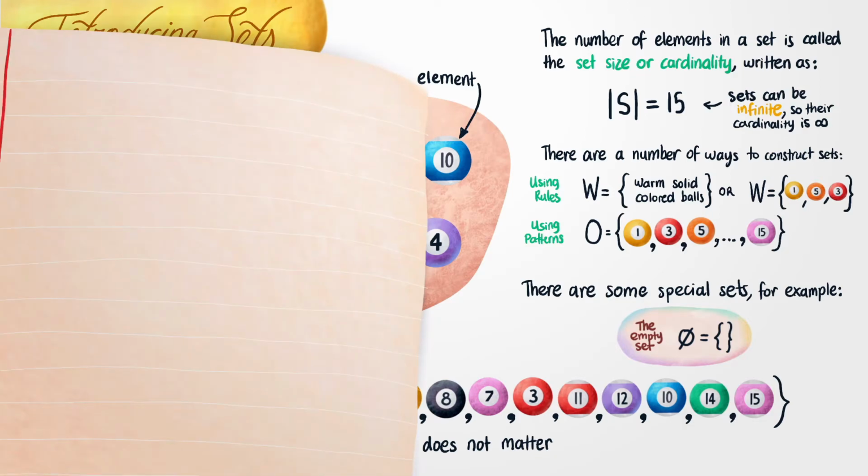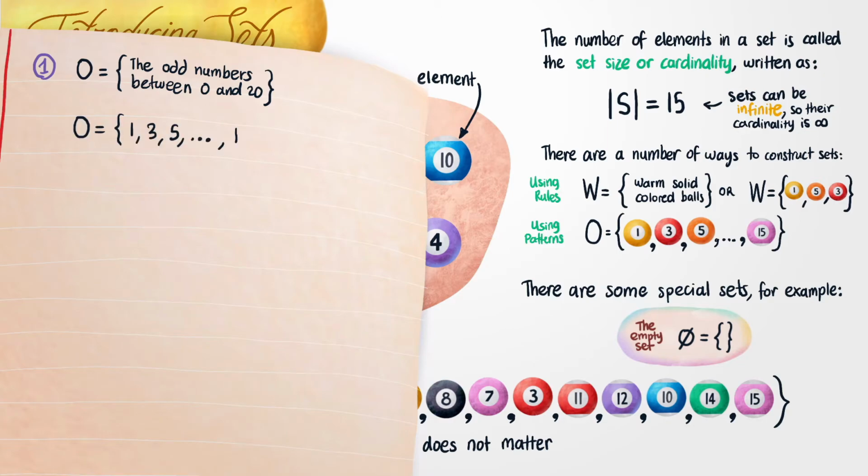So to get us started, let's construct a set of odd numbers between 0 and 20. So that's one way to do it. We can just write the odd numbers between 0 and 20. But how about we try doing it with a pattern as well? So this time, we start at the number 1 and we go up by 2s. So we have 1, 3, 5, and then these ellipses indicate 7, 9, 11, and so on.